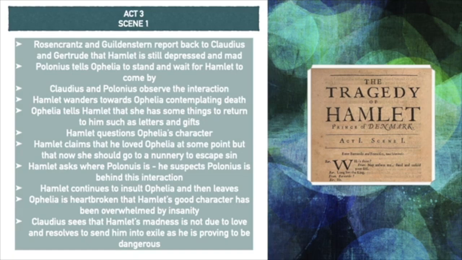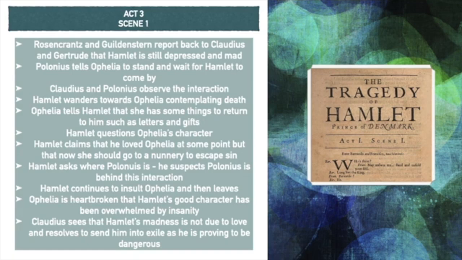Ophelia tells Hamlet that she has some things to return to him, such as letters and gifts that he gave her, and Hamlet really goes on the defensive, and he starts to question her character and her honesty. Hamlet claims that he loved Ophelia once at some point, but that now she should go to a nunnery to escape sin. And he actually mentions this quite a few times. He tells her to take herself to a nunnery to escape from sin. Hamlet asks where Polonius is. He suspects that Polonius is behind this interaction, and of course he is correct, but Ophelia resists this and says that he's not there. Hamlet continues to insult Ophelia, really upsetting her, and leaves.